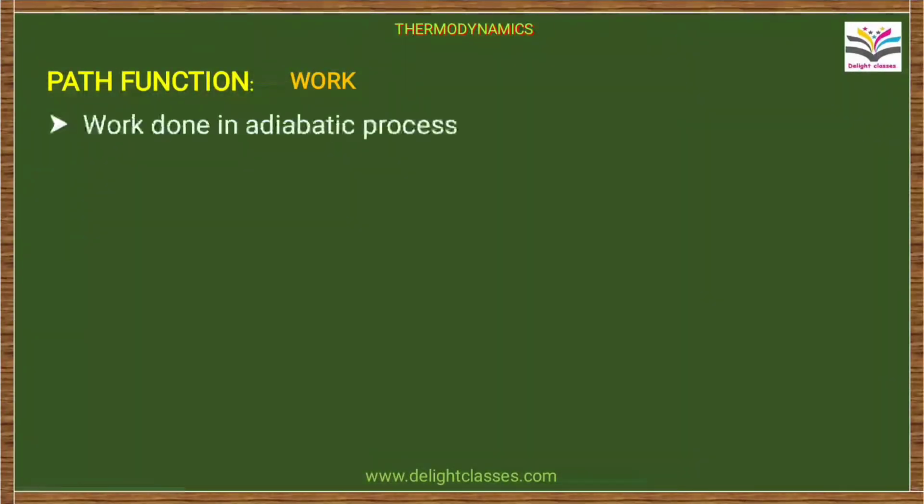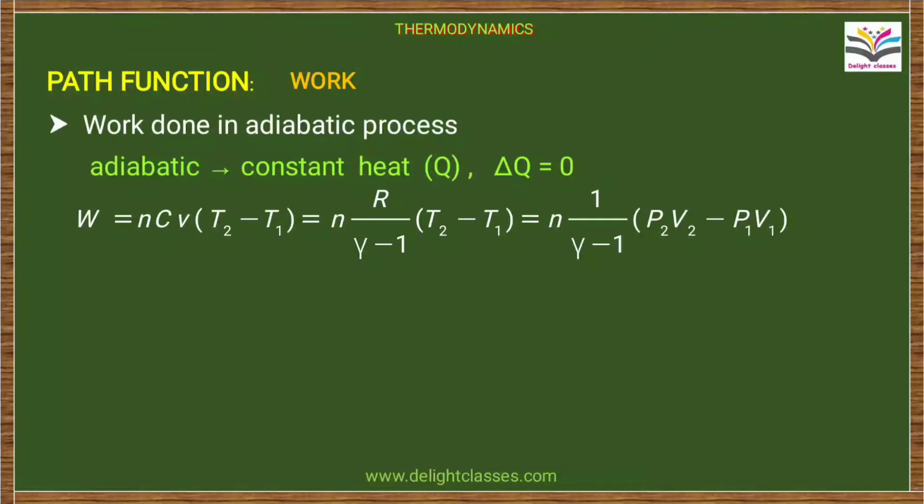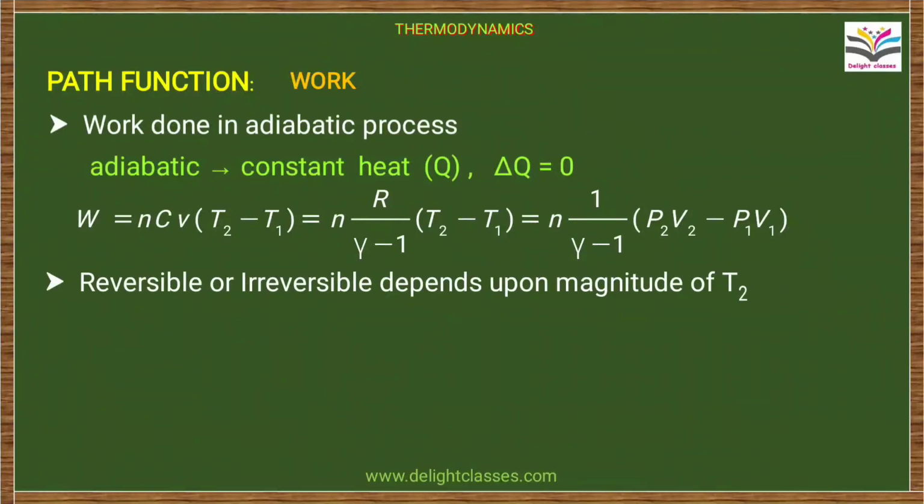Work done in adiabatic process. Adiabatic process, constant heat, delta Q is equal to 0. W is equal to nCv into T2 minus T1, is equal to nR upon gamma minus 1 into T2 minus T1, is equal to n by gamma minus 1 into P2 V2 minus P1 V1.